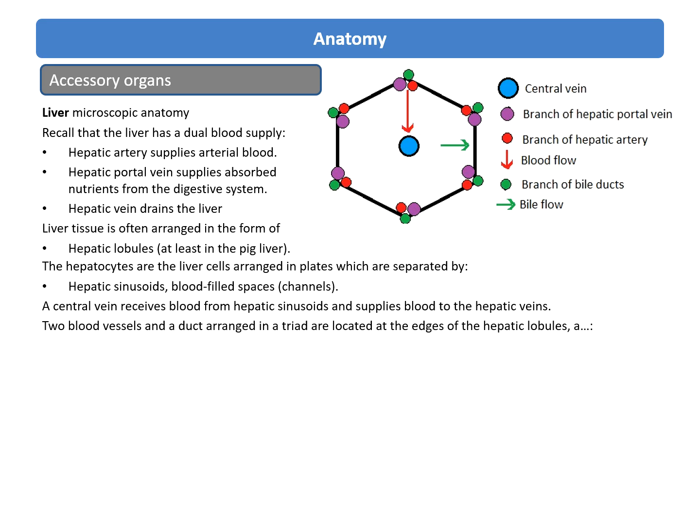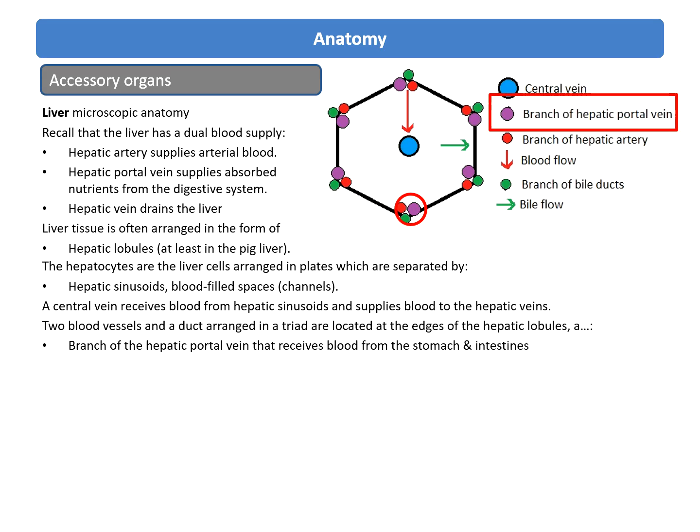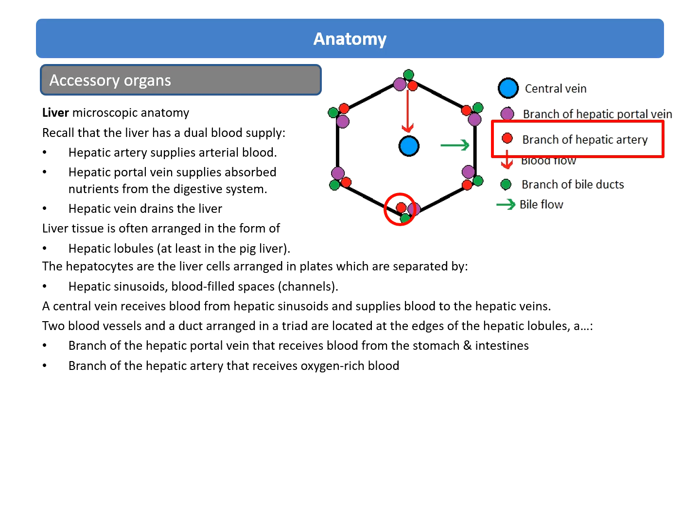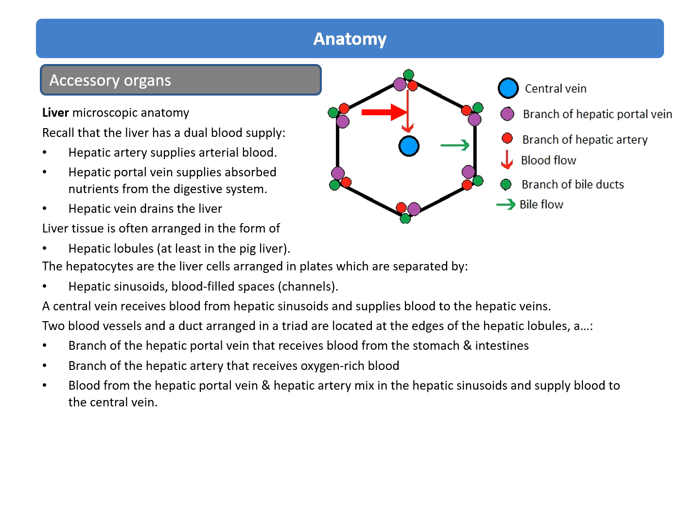Two blood vessels and a duct are arranged in a triad located at the edges of the hepatic lobules. A branch of the hepatic portal vein is one. It receives blood from the stomach and intestines. It's the purple one in the diagram. A branch of the hepatic artery receives oxygenated blood, arterial blood. That's the red one in the diagram. And blood from the hepatic portal vein and the hepatic artery mix in the hepatic sinusoids and supply blood to the central vein.